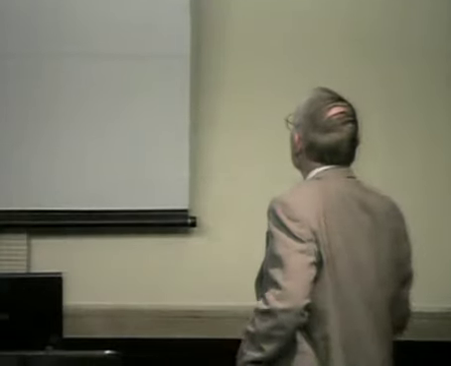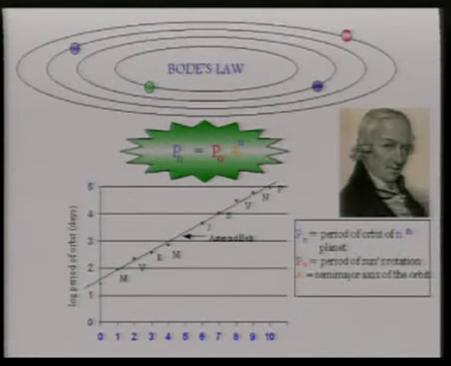Now this is a picture of Bode, and here's his law. Basically, if you look at this relationship, the period of any planet numbered n is equal to some p naught times a, which is the semi-major axis of the orbit, to the nth power.